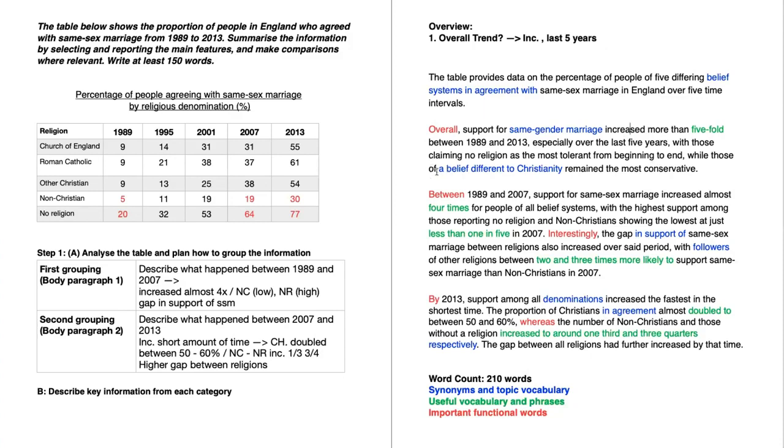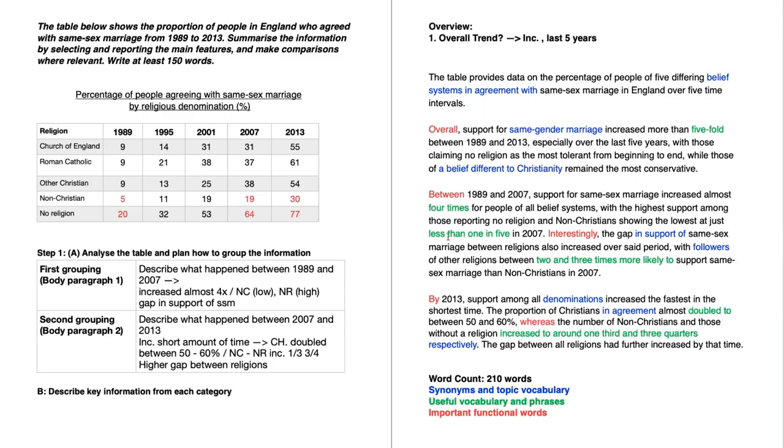And here I talked about a belief different to Christianity, which is just a different way to say non-Christian so as not to repeat myself over and over. I also have between in the first body paragraph as a functional word because I'm talking about 2 different dates. So between these 2 dates, I saw that support for same-sex marriage increased almost 4 times. This is also a useful vocabulary phrase for these types of writing prompts. 5-fold, 4 times. This is all talking about times and numbers, but doing so in a scientific way.